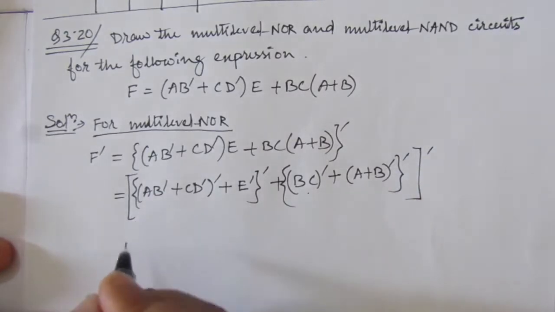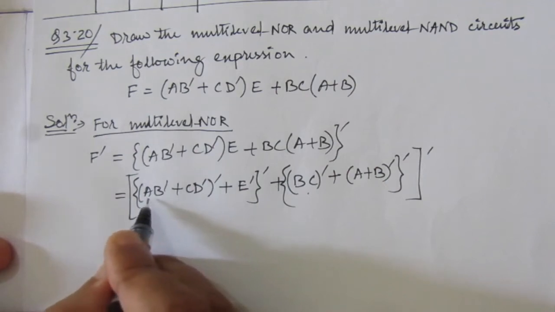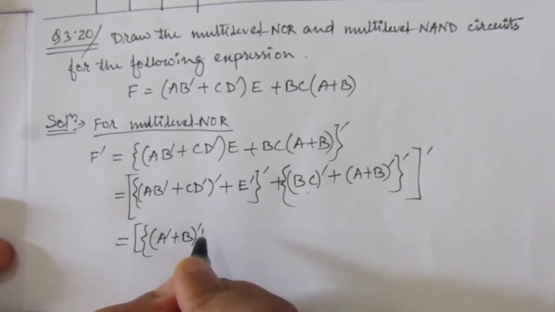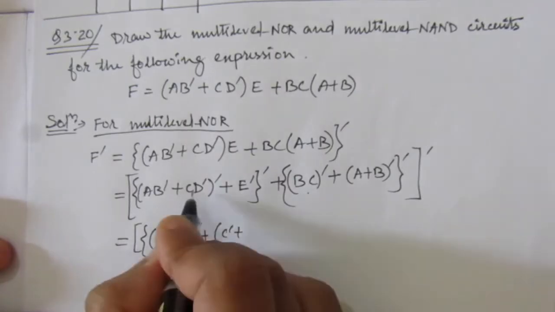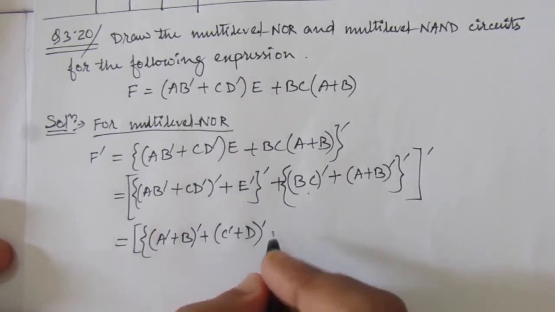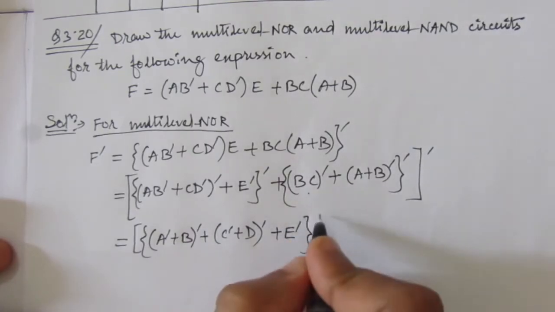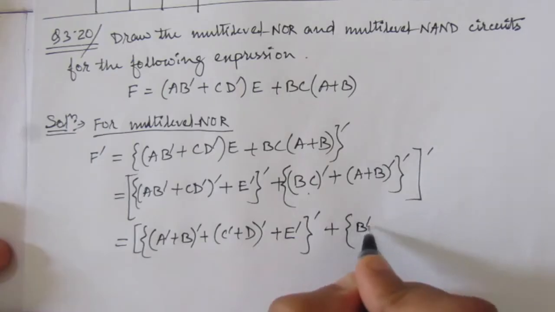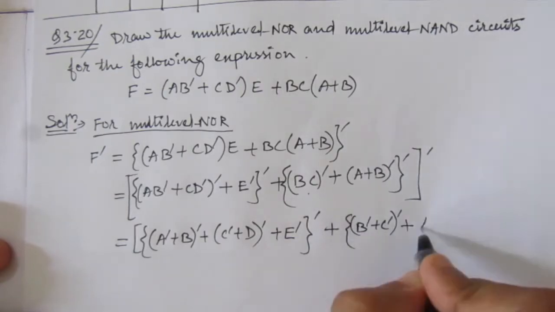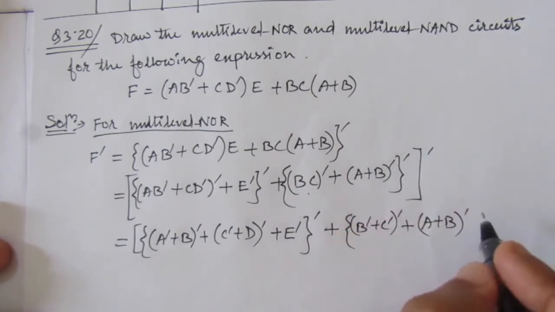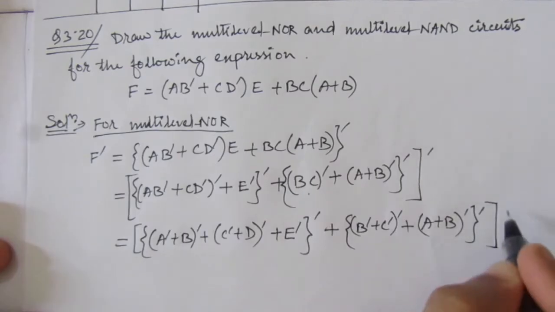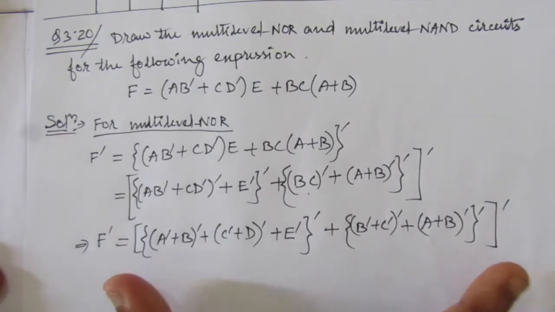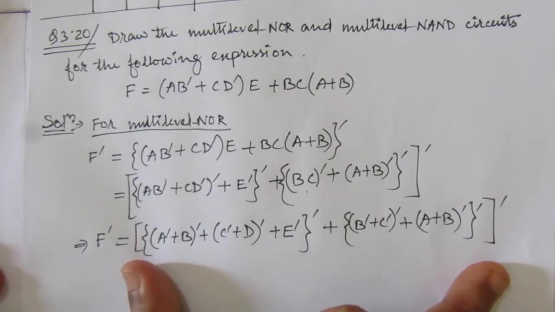Now we can simplify it again. Now it is AB. If we convert using De Morgan's theorem, we get (A' + B)' plus (C' + D)' from this term, plus E', and then we again have the whole bar. Then we have plus (B' + C')' plus (A + B)', which we already have. So again we have the whole bar and the whole complement. This is the F complement function. So to find the F function, we first find this F complement function, and then we use an inverter made with a NOR gate.